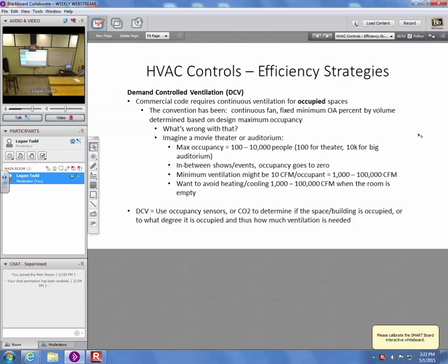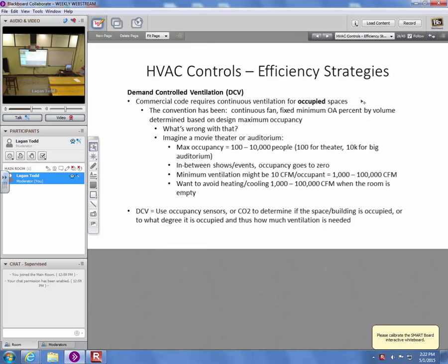Okay, so demand controlled ventilation is in a lot of ways just what it sounds like. Just a little context first. The commercial code, as we mentioned before, requires continuous ventilation for occupied spaces. And now our new residential code requires continuous ventilation, but those aren't really being necessarily interpreted or applied. They're not required to be applied in the same ways.